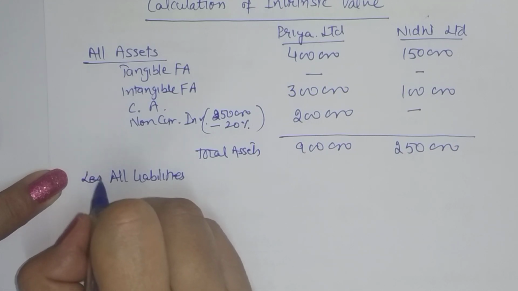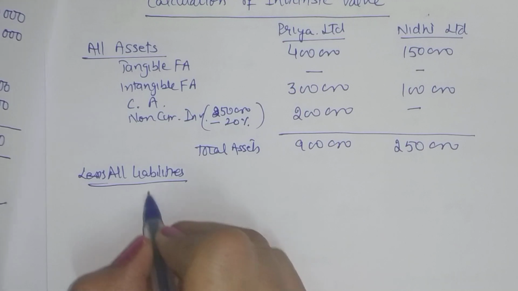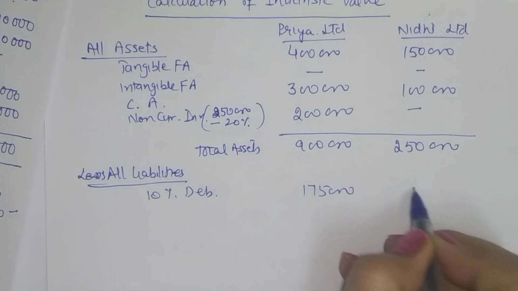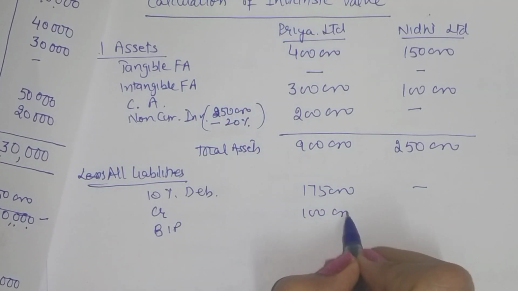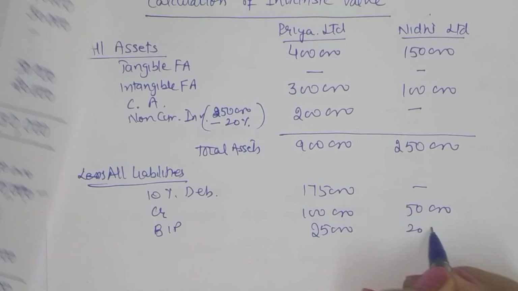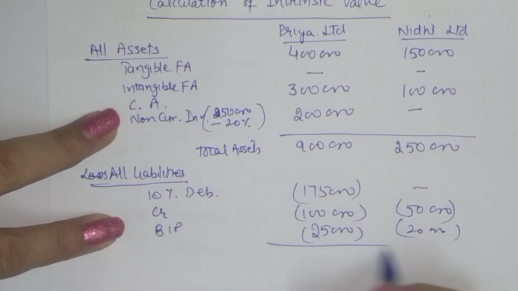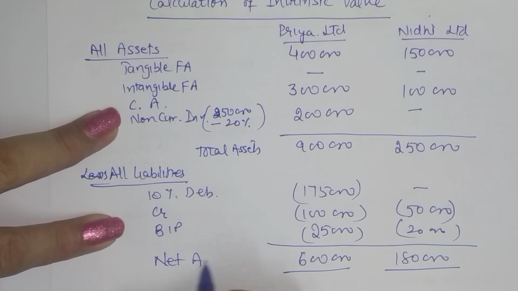Now deduct all liabilities. All liabilities are to be taken at their exact claims, but we are not given anything, which means the book value will be taken. 10% debentures 1,75,000, creditors, bills payable: 1,50,000, 25,000, 20,000. So deduct these amounts. What do we get here? 1,80,000 for Nidhi Limited and 6 lakh for Priya Limited. These are the net assets or net worth.